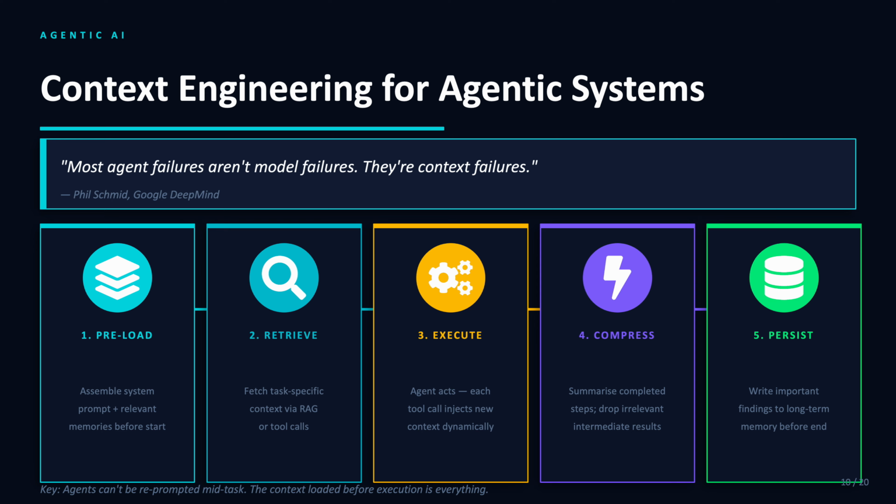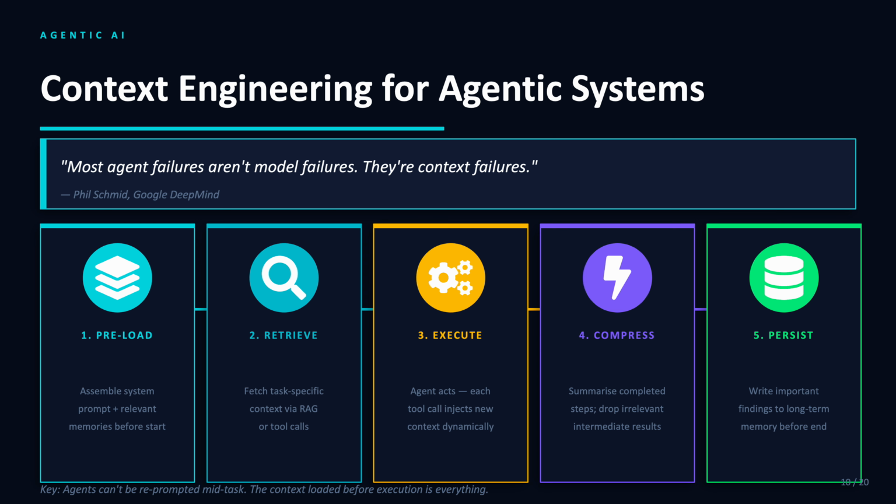The life cycle shown here, 5 stages, is how I design every agentic workflow. Preload first. Assemble the system prompt and relevant memories before the agent starts. Retrieve. Fetch task-specific context dynamically via RAG or tool calls. Execute. The agent acts, and each tool call injects new context at that moment. Compress. Summarize completed steps and drop irrelevant intermediate results to prevent context rot mid-task. And finally, persist. Write important findings to long-term memory before the session ends.